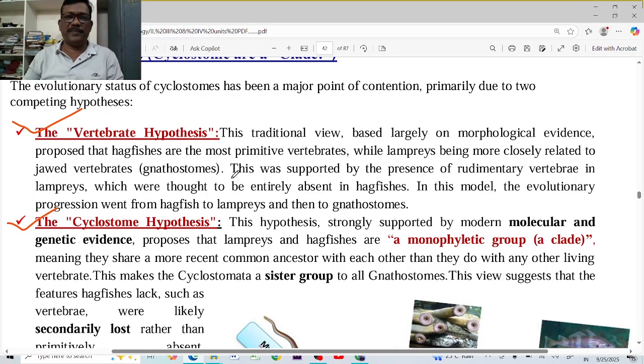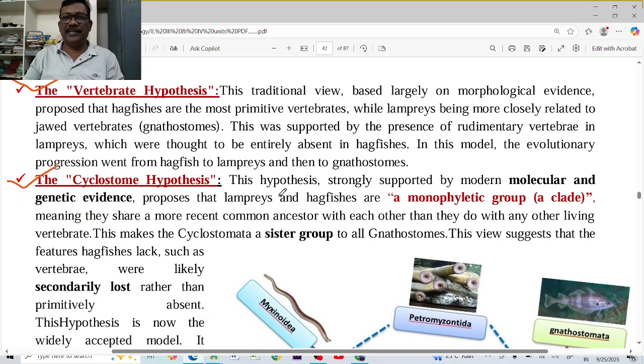They tried to explain this, but there was a small mistake in it. The beginning myxine were not having any vertebral column in their body, but these are all vertebrates. Myxine and petromyzon are vertebrates.